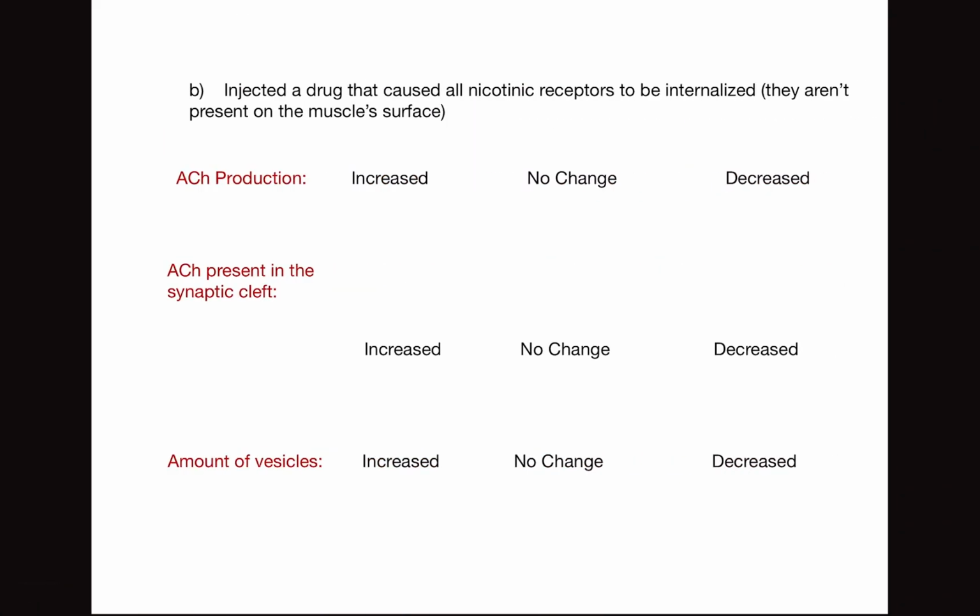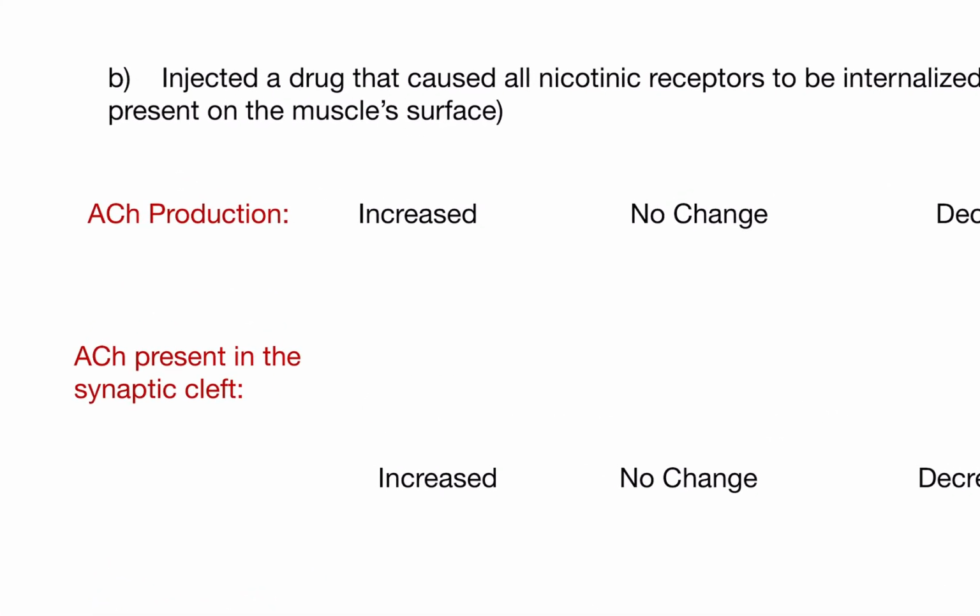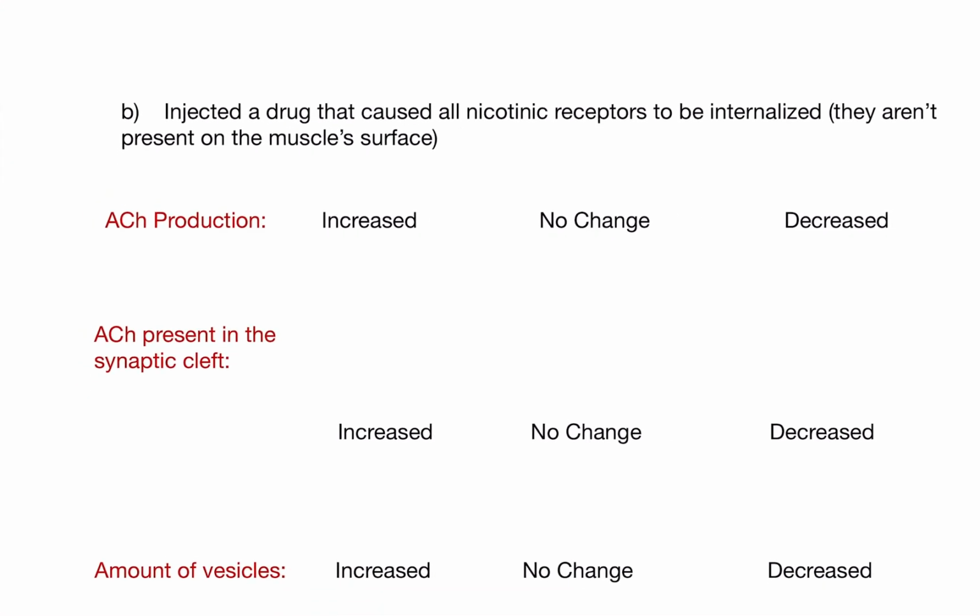B. You injected a drug that caused all nicotinic receptors to be internalized. They aren't present on the muscle surface. What's going to happen to the acetylcholine production? Increase, no change, or decrease? No change. Everything's fine in the neuron. We still got an action potential, we still got calcium coming in, we got exocytosis of acetylcholine. The mitochondria's working fine. Everything's fine.